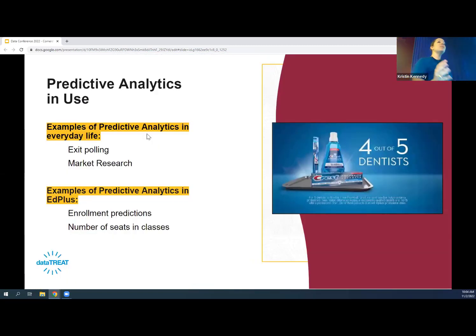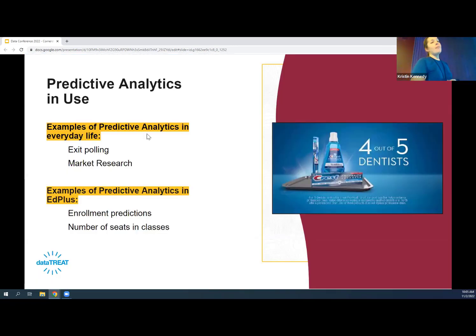Predictive analytics in real life: exit polling, market research. In exit polls, they do not interview every single person walking out of every single polling place all across the country all at once. Instead, they pick certain polling places that they hope are a representative sample of the entire population, and then make predictions based on that. In Ed Plus, some predictive analytics might be enrollment predictions, or predicting how many classes or how many seats I should open up next term or next session. We can make predictions using predictive analytics.